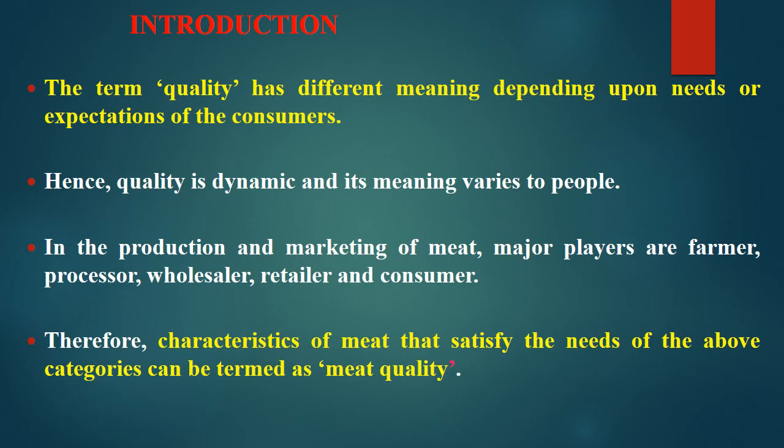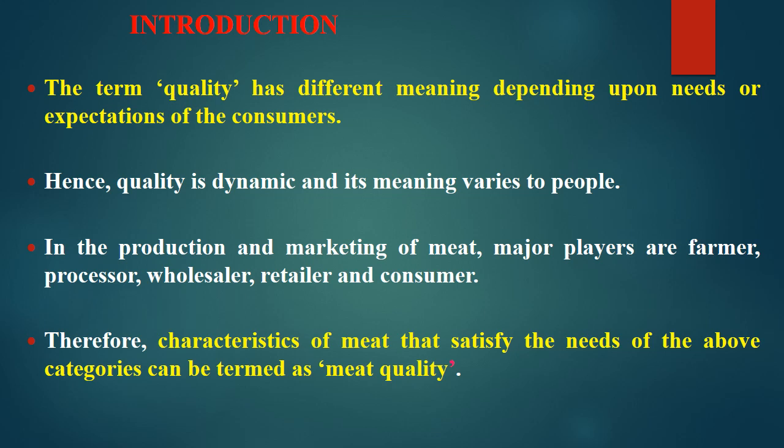In the first few slides, let us understand about the meat quality. So what is meat quality? The term quality has different meaning depending upon needs or expectations of the consumers, because the different kind of consumers have different expectations. So naturally the quality meaning also differs. The quality is therefore dynamic and it varies from people to people. Some people may look for hygienic quality, some people may look for nutritional aspect, some people may look for quantitative or volume of meat available with a particular price.